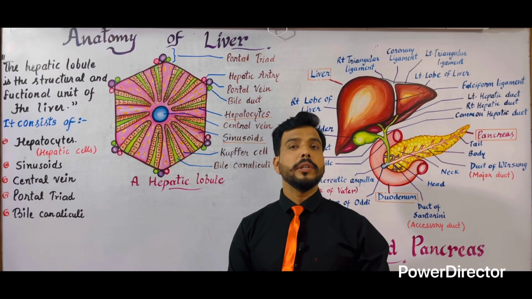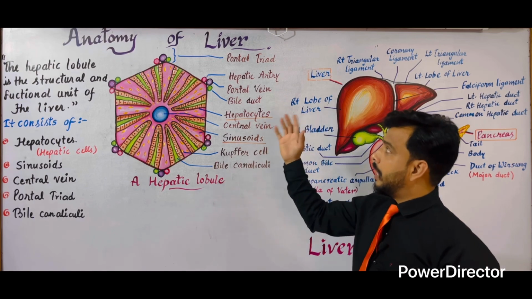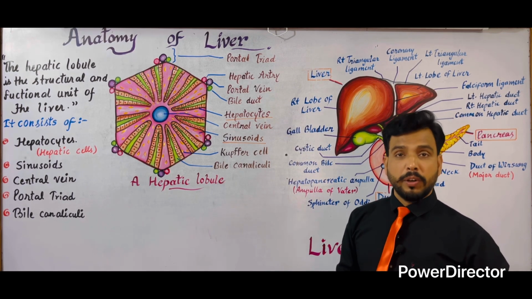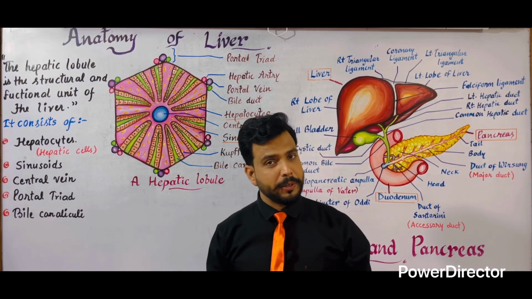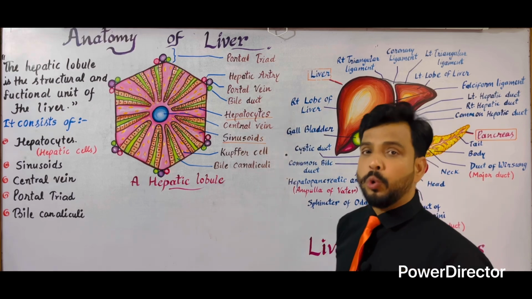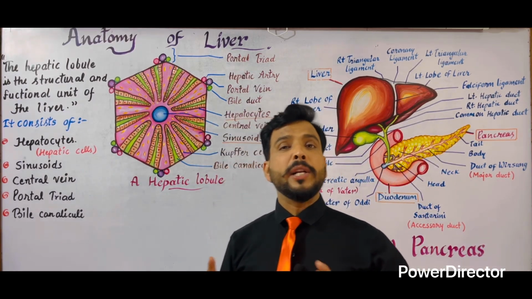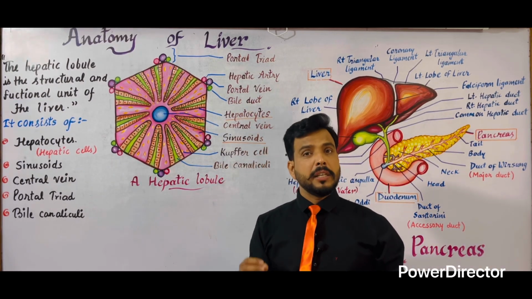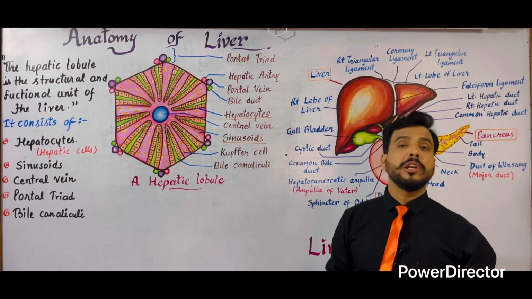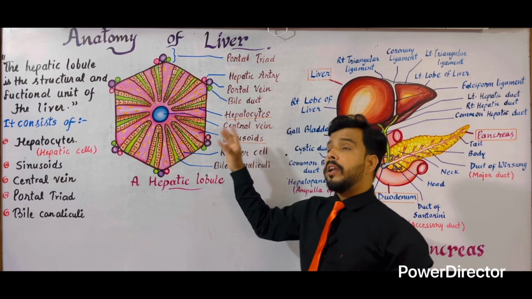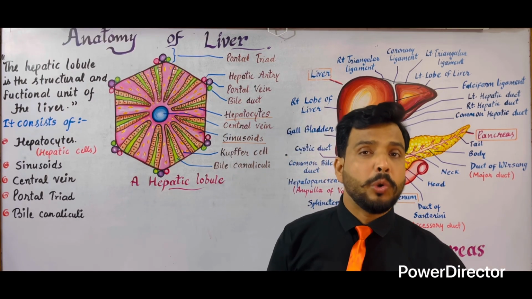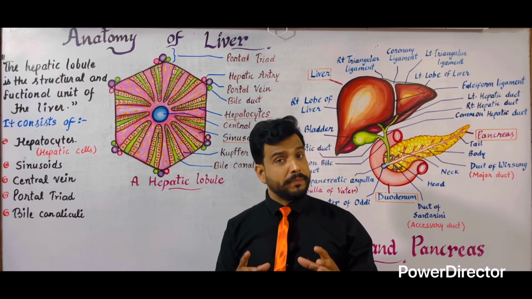Okay students, so now we'll talk about the anatomy of the liver. The anatomy, or you can say the histology of the liver, or the internal structure of the liver. As we know, our liver consists of a total of 4 lobes, and each lobe is made up of numerous basic functional and structural units which are known as the hepatic lobules. So our liver consists of thousands of hepatic lobules, and each hepatic lobule is a structural and functional unit of our liver.